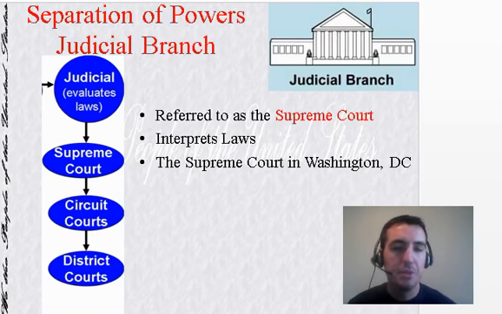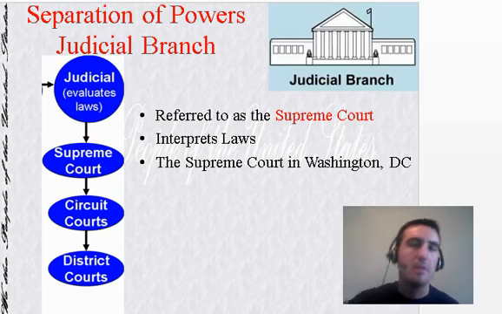The last one's the judicial branch. They're kind of like the final say on things. They evaluate laws, and that's split up into a bunch of different courts: the Supreme Court, circuit courts, and district courts. There's just one that's higher than the other.